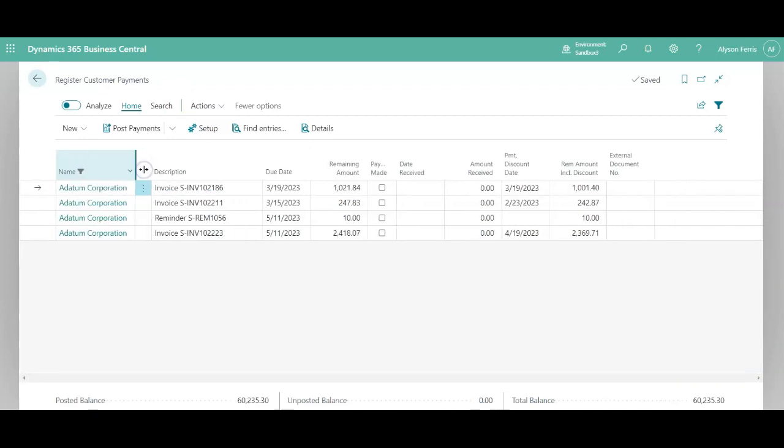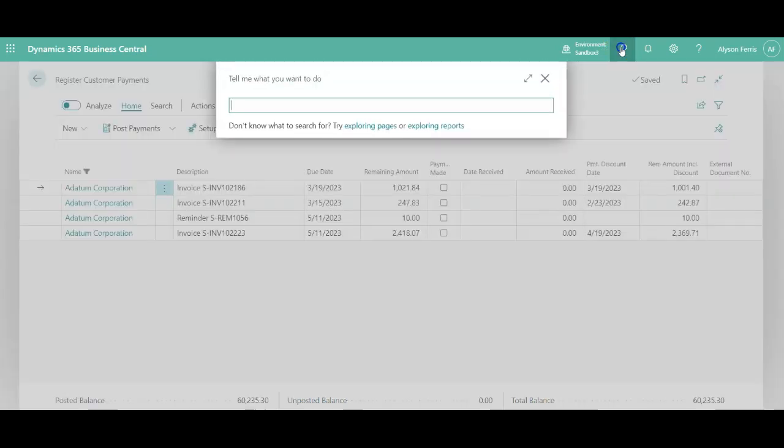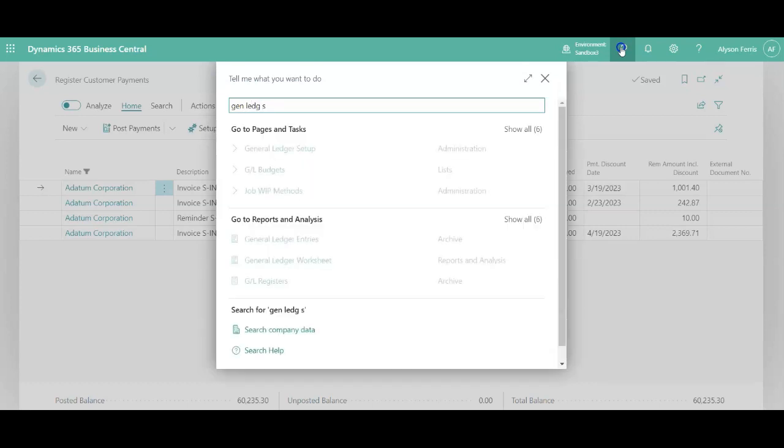And I've got an invoice here that I just entered and staged for $2,418.07. The due date on that invoice is May 11th, and then there's a discount due April 19th. So if the customer pays by the 19th of April, they only owe this lower amount here. Before we make that payment and make the posting, I want to go into the General Ledger setup and show you how we set the payment tolerance and the discount tolerances up.